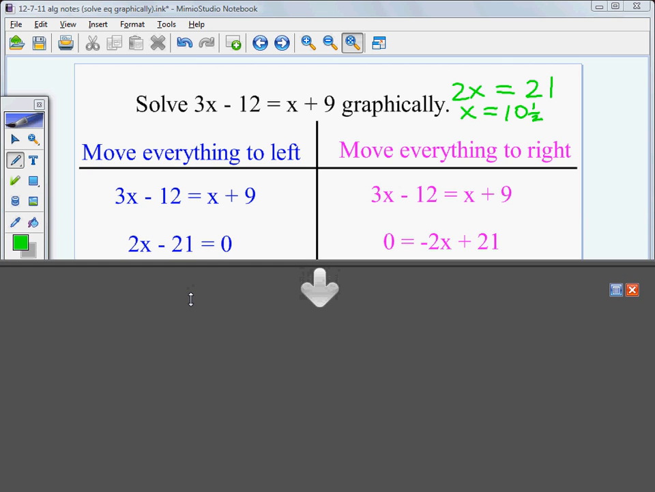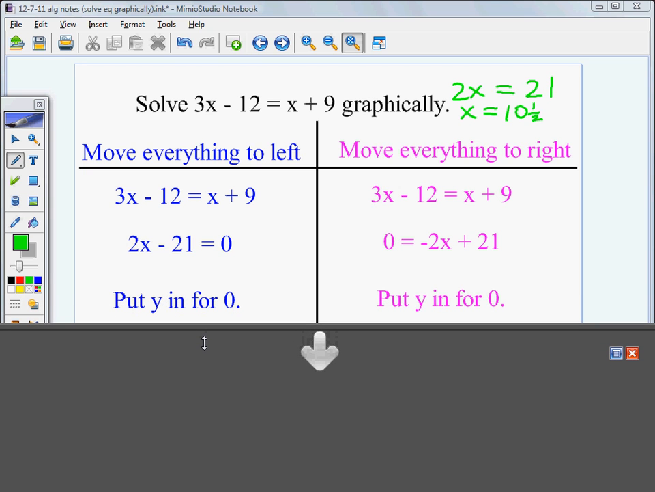So the very first thing you'd end up with on the left is 2x minus 21 equals 0. Subtract x and subtract 9 from both sides. If you were going to the right, it would just be kind of the opposite. 0 is equal to negative 2x plus 21.